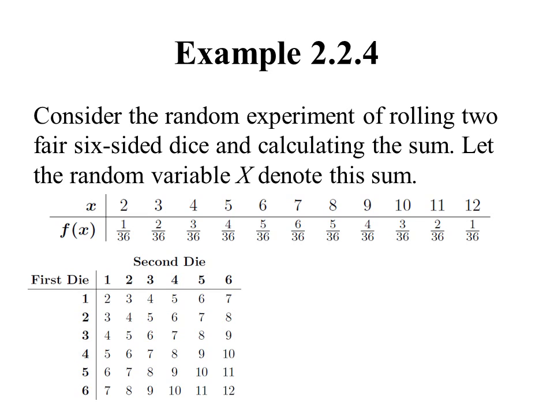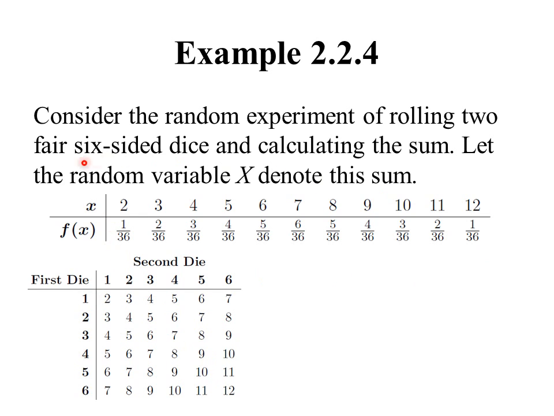And this is really an example that we've seen before back in Chapter 1. Consider the random experiment of rolling 2 fair 6-sided dice and calculating their sum. Let the random variable x denote this sum. Okay? So down here in the corner, we have all of our possible outcomes. Here's our outcome from the first die, the second die, and then here's their sum. And so these values here are the values of our random variable. We see they take values between 2 and 12.